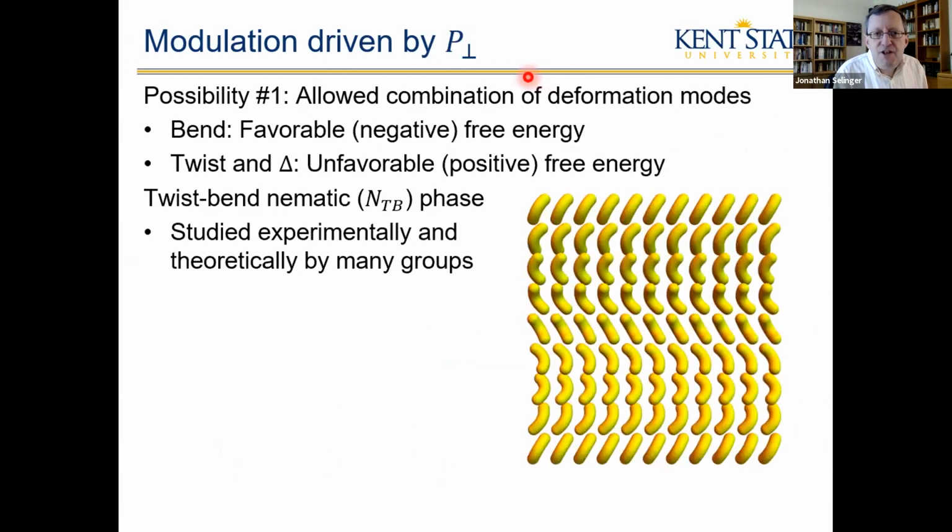What about if you have a material with perpendicular polar order? Okay. Well, I should say the liquid crystal wants to make bend, right? That's what has a negative free energy. One possibility for what the liquid crystal can do then is to make a twist bend nematic phase like this. Okay. That has bend. That's the good news. The bad news is it also has twist and delta. That makes an unfavorable free energy. But this is a reasonable compromise. It makes a twist bend nematic phase, which of course has been studied by many people in this conference.